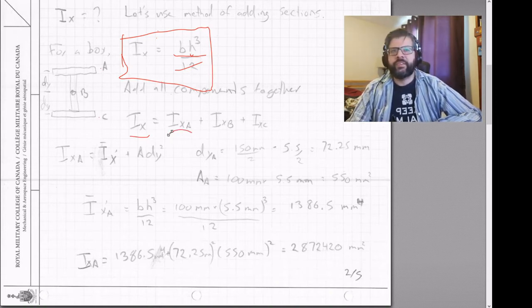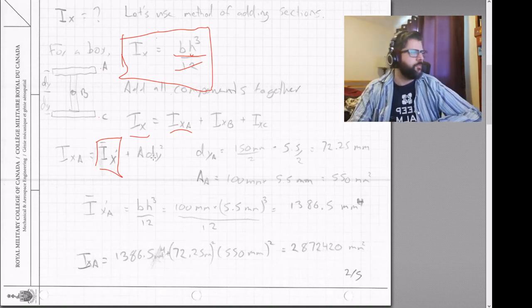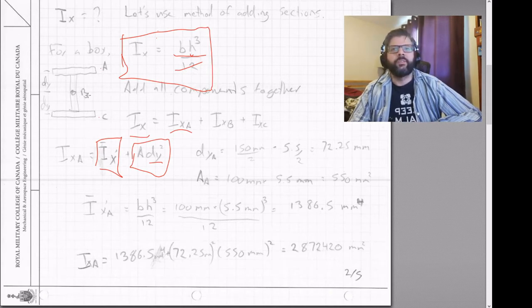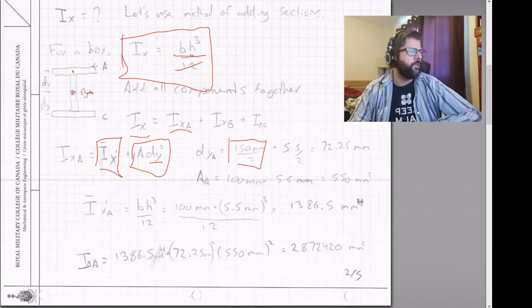To figure out the individual components, again, we're going to need to use our parallel axis theorem. So we have the I of the box taken about the centroid of that box, plus the area of the box times the y distance squared. Here, we're going from the centroid to the centroid of the top flange. That'll be 150 divided by 2, so 75, which is the distance to the top edge, minus half the thickness of the flange. That works out to 72.25 millimeters for our d_y A.